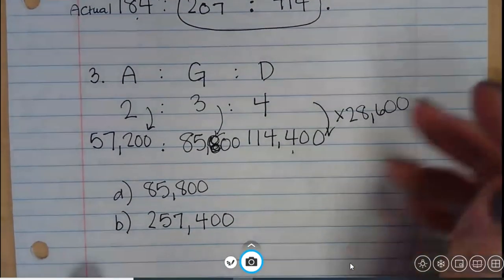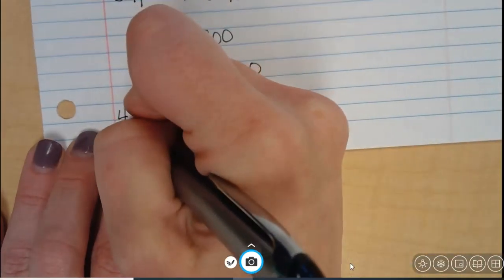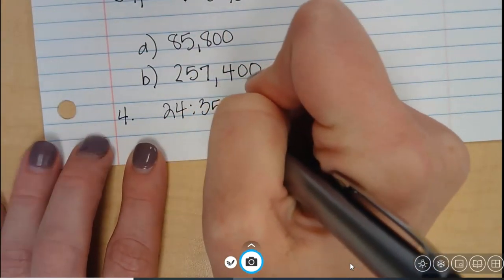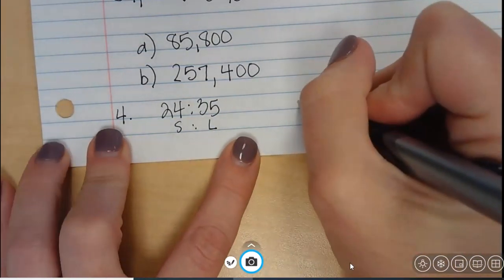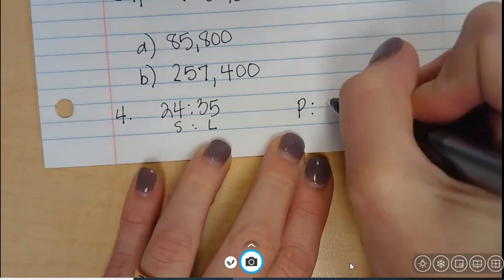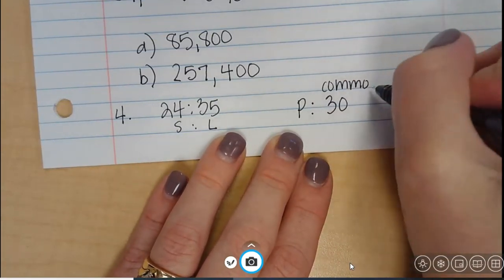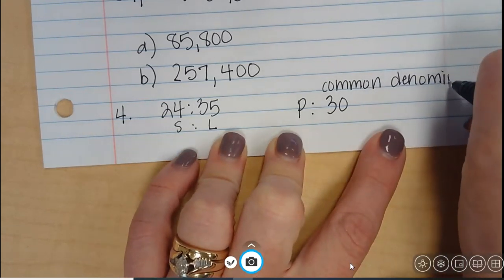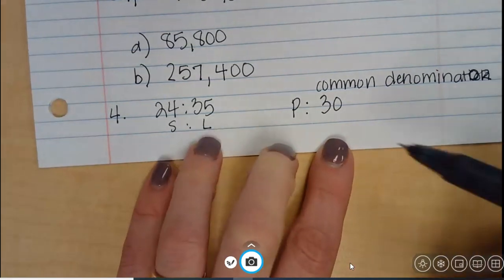And then we already went over number 4 on the lesson, but the answer for number 4 was 24 to 35, which was Socks to Luna's weight. And what you really had to do was find a common denominator for Princess's weight, which was a common denominator of 30 if you would have written it as a fraction. So we really find a common ratio denominator of 30.